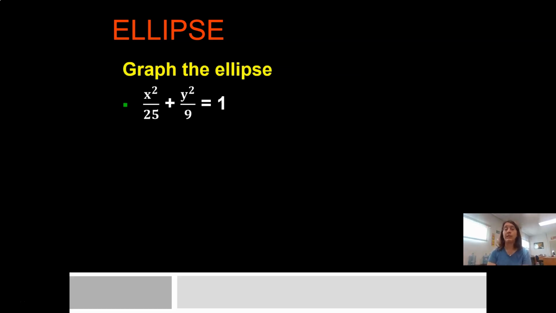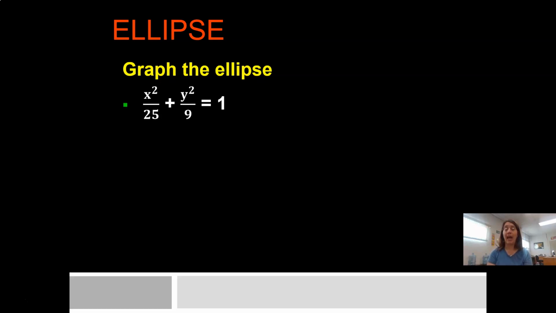Don't worry about those. Let's go ahead and take a look at this first example together of x squared over 25 plus y squared over 9 is equal to 1. Now our job is to graph that ellipse. Is the equation ready for me to graph? It is. The equation is already in standard format because it equals 1. That's got to be the case before you graph.